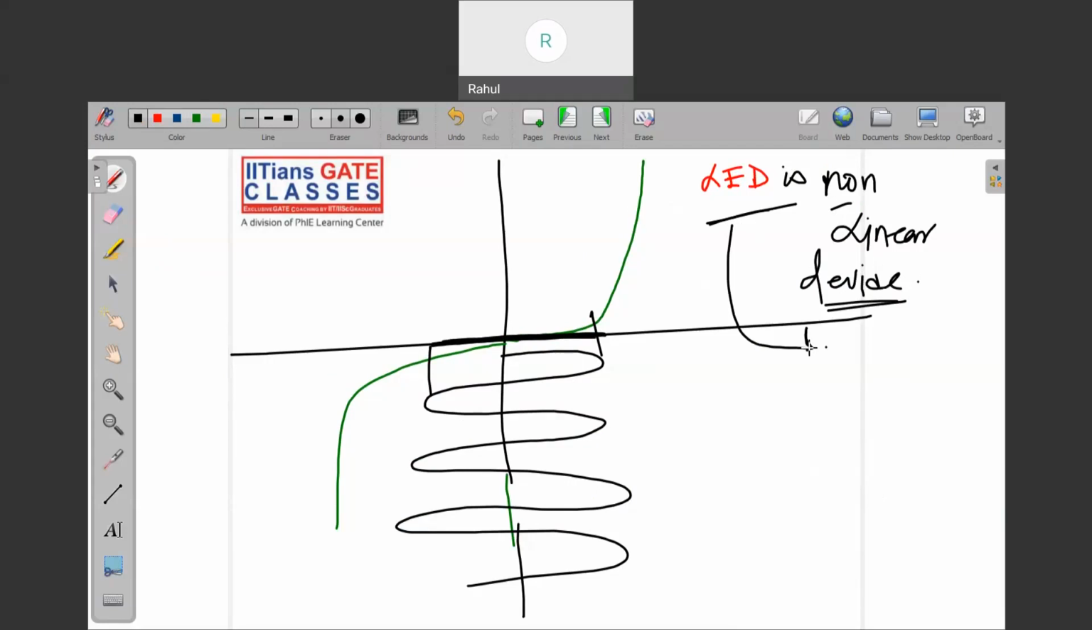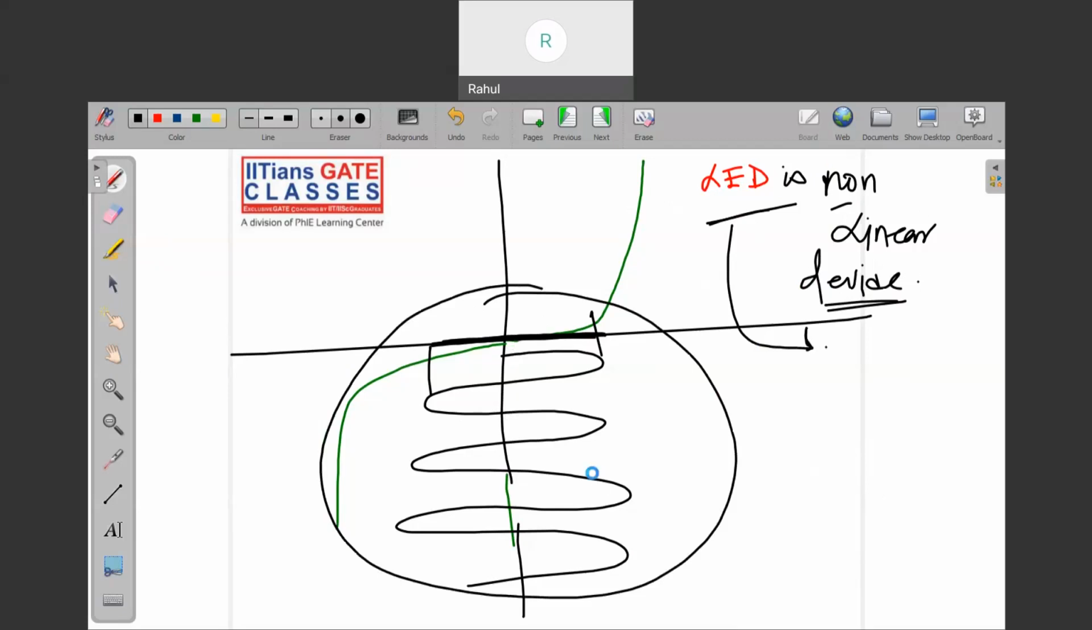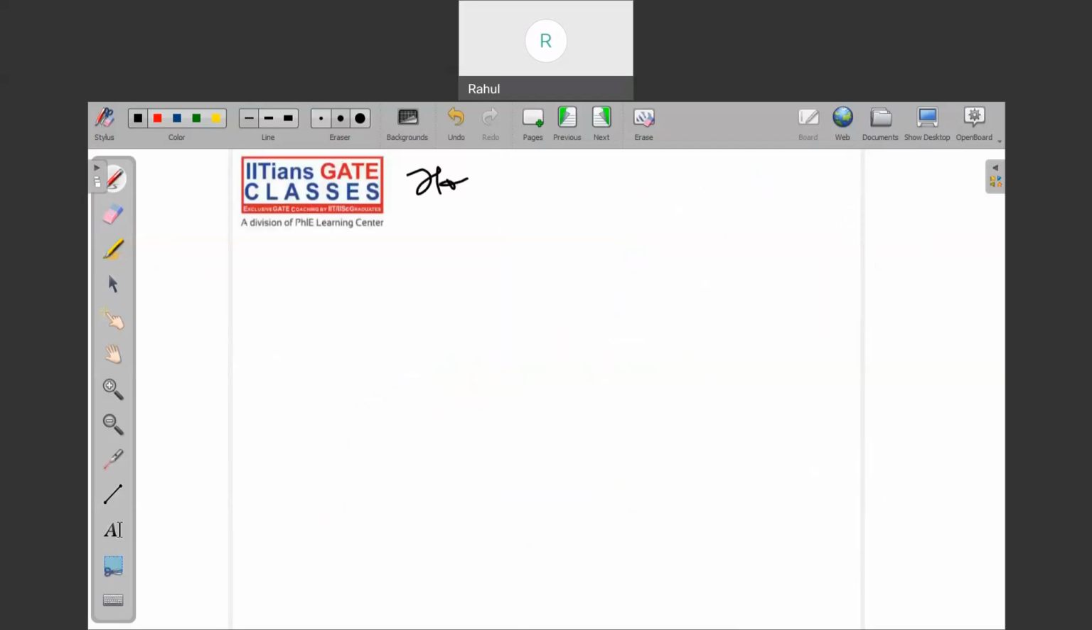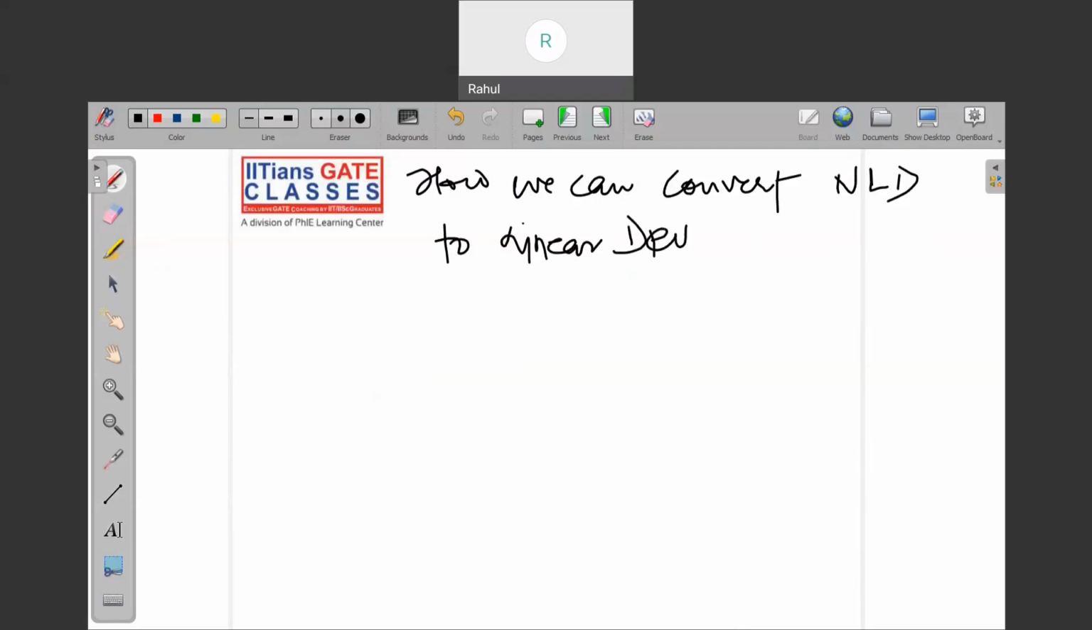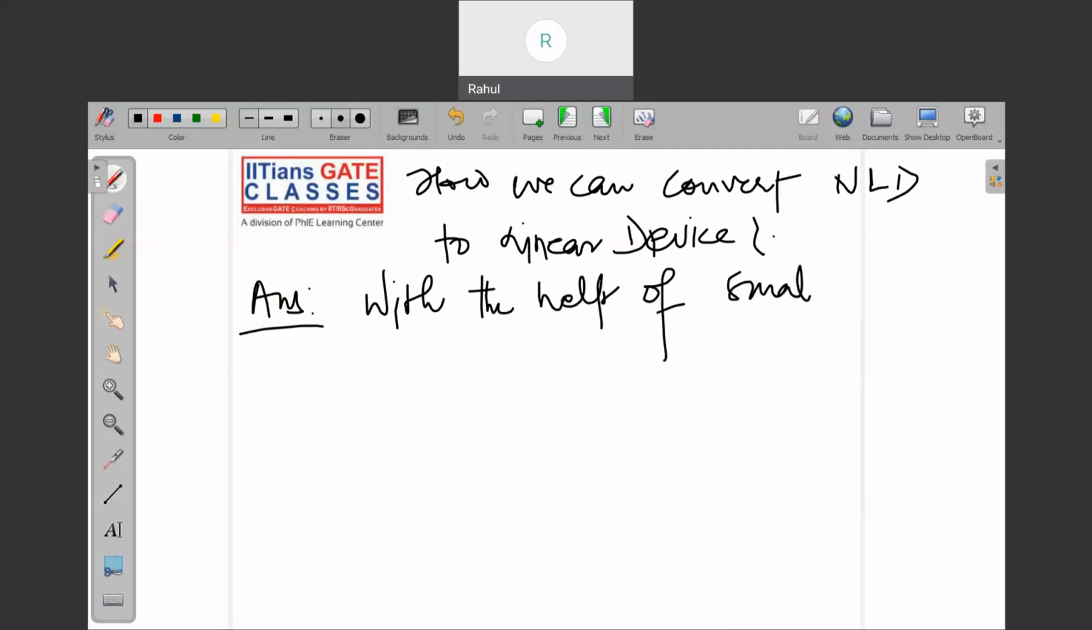to a linear device. How can you convert a non-linear device to a linear device? This is my question. How can we convert a non-linear device to a linear device? What is the answer? With the help of small signal analysis.